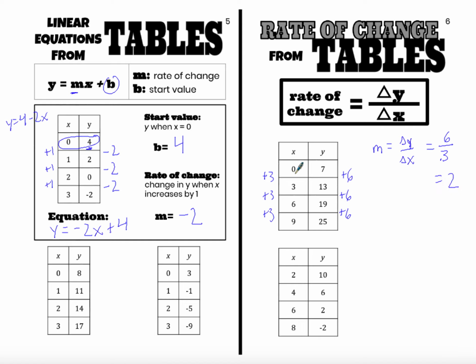What this means is if I were to fill in my table, every time x goes up by 1, y would be going up by 2. You don't have to show that. I'm just showing you where this 2 would be reflected in the table. Here I am just given the start value, so my whole equation is just y equals 7 plus 2x, or y equals 2x plus 7.